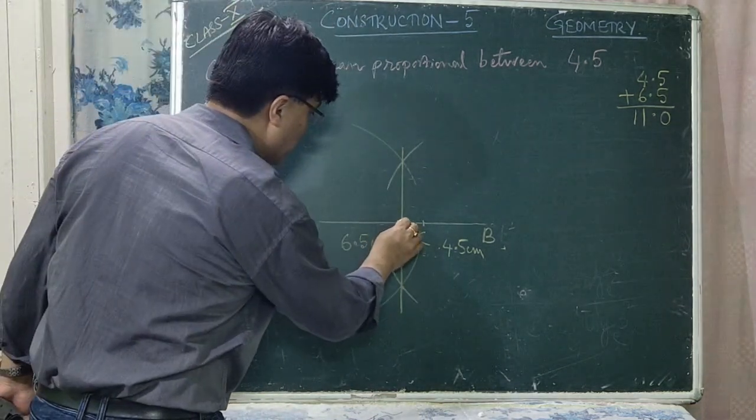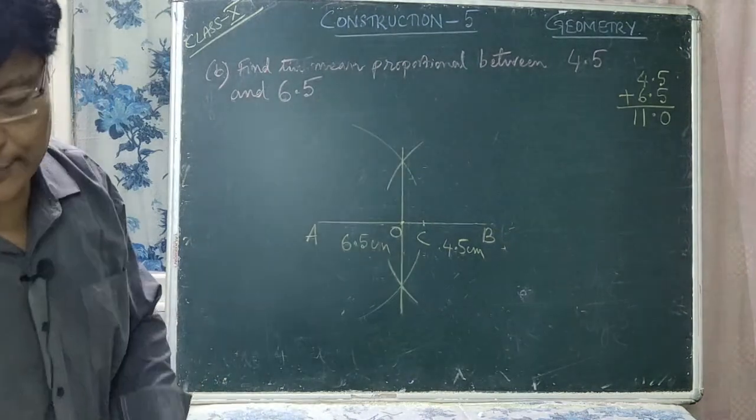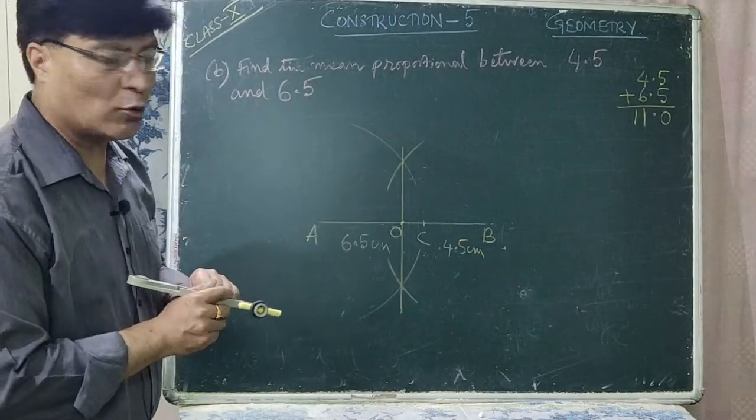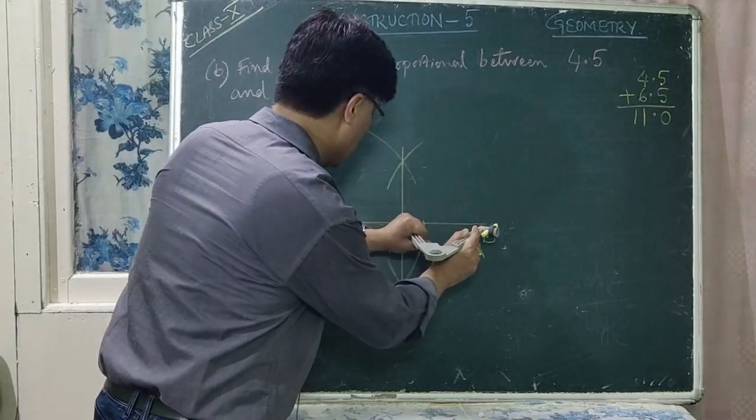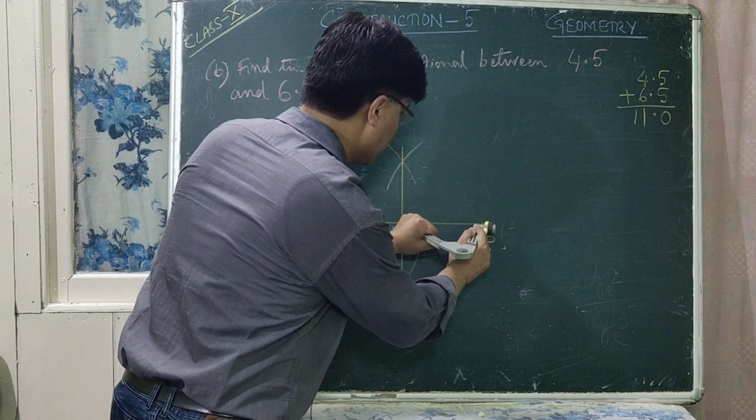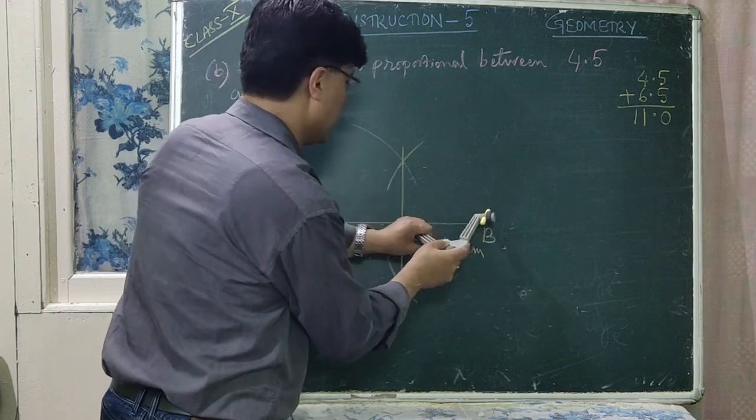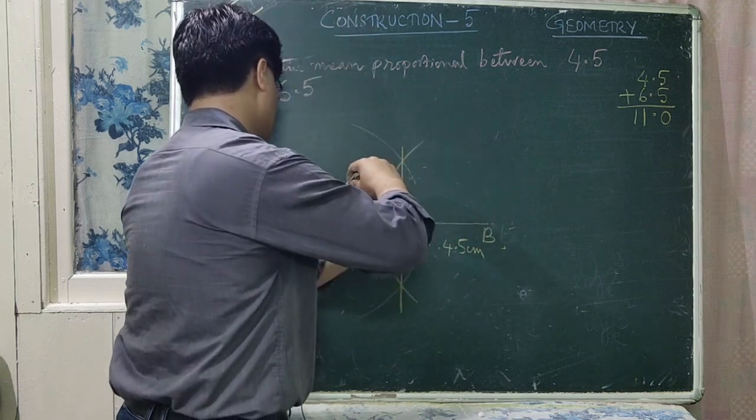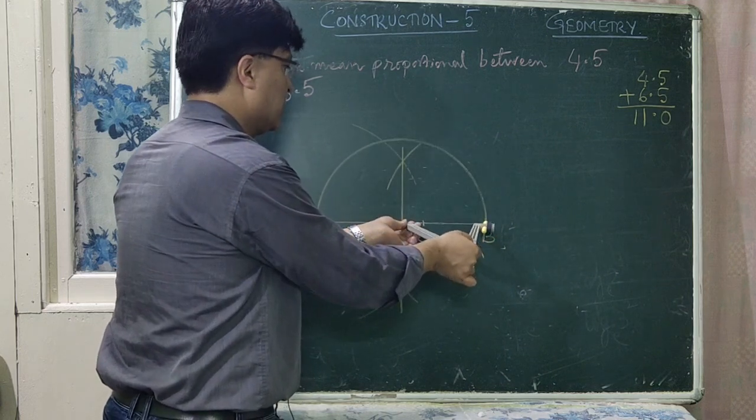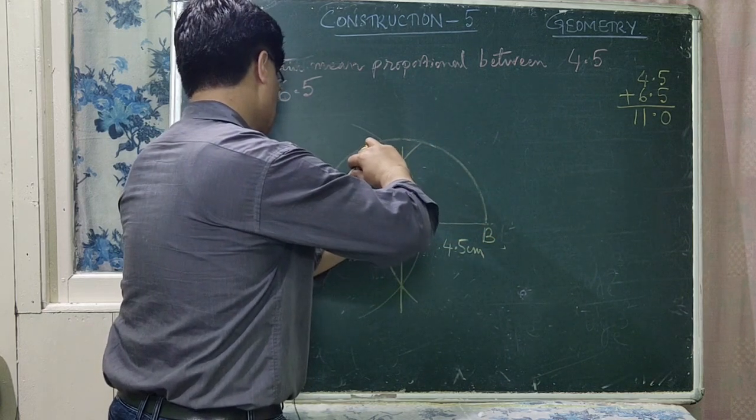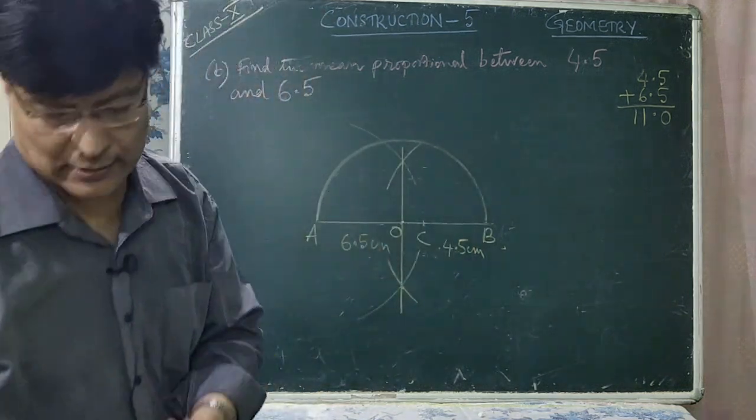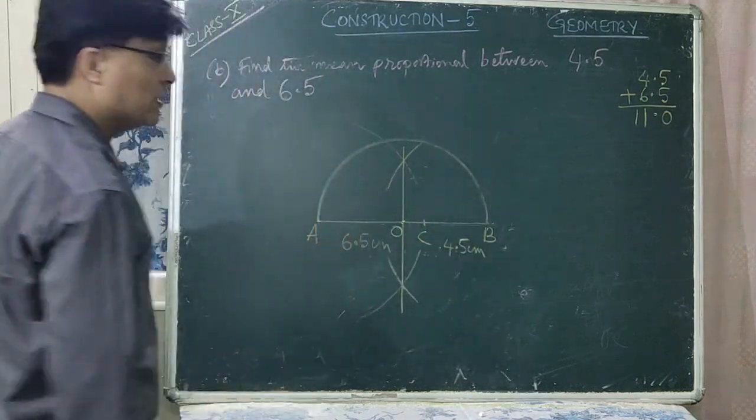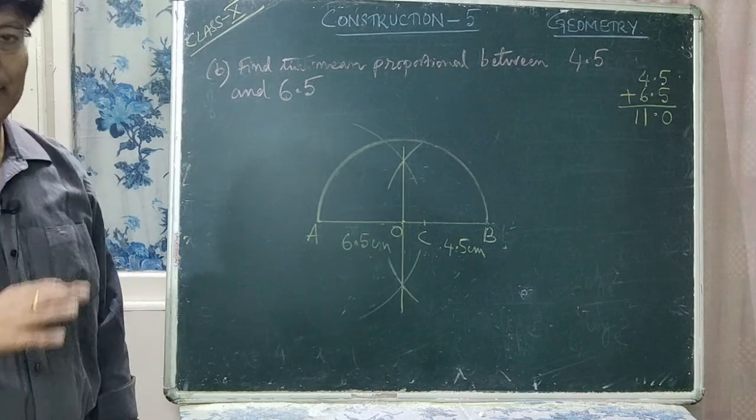Now suppose this point is O. This O is the center of the semicircle. Now we have to draw a semicircle here with O as the center and OB or OA as the radius. Taking OB as the radius, draw a semicircle. So we have drawn a semicircle out here. This point is A and this point is B.